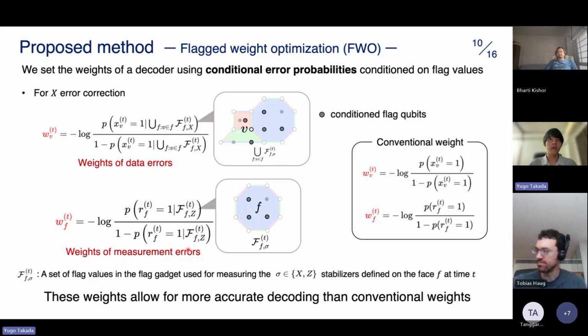Also, for the weight of the measurement errors, we use conditional error probabilities conditioned on the flag values in the measurement of the stabilizers that measures the corresponding syndrome. This way of setting weights allows us to decode more accurately than the conventional one because we can take into account some correlated errors that trigger the flag qubits, the measurement of the flag qubits.